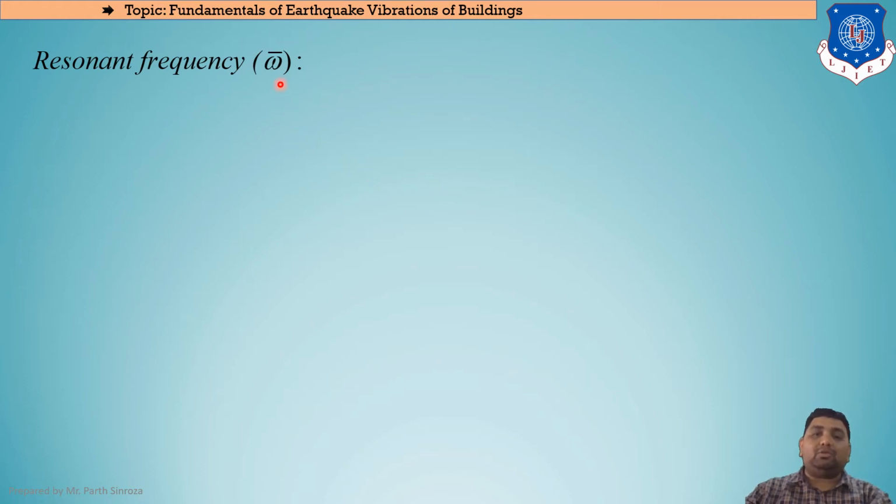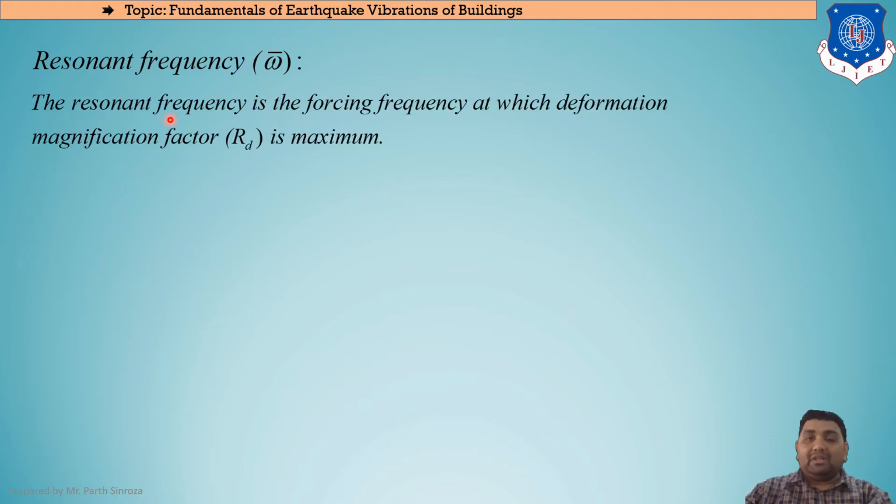Now moving across, we will find what this resonant frequency, omega dash, is. We have talked about the term omega, which was our angular frequency previously. Omega was substituted as the square root of k by m, where k was our stiffness and m was our mass. Now we will look at omega dash. Omega dash comes into focus only when the forced vibration condition is given. Clear? So omega dash is the resonant frequency. The resonant frequency is the forcing frequency at which the deformation magnification factor Rd is maximum. So when this magnification factor Rd is maximum, that frequency is termed the resonant frequency.